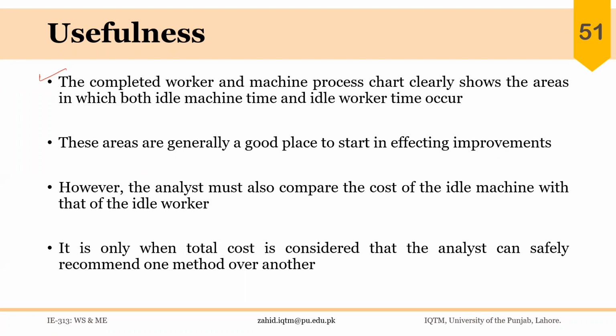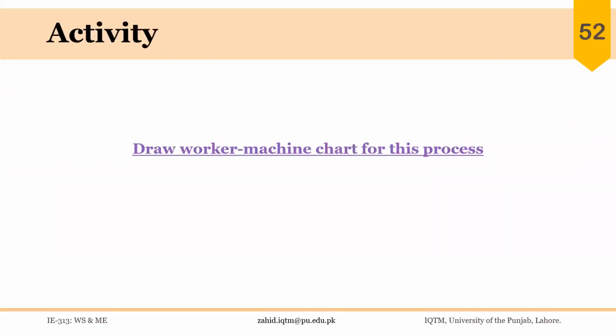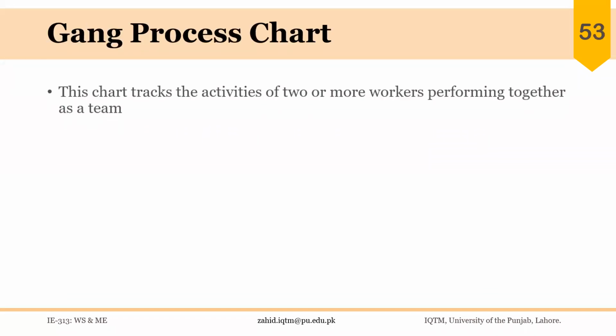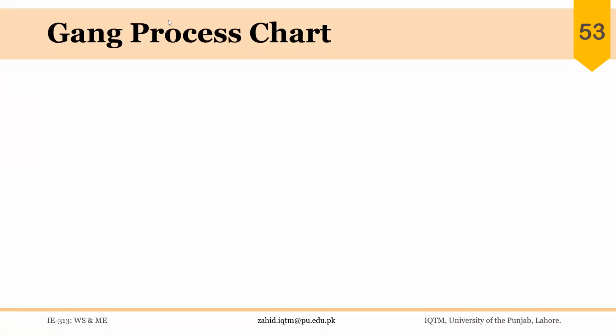However, the analyst must also compare the cost of the idle machine with that of the idle worker. So let's analyze whether it is less costly to keep the worker idle or to keep the machine idle, because there will be some idle time in either case. It is only when total cost is considered that the analyst can safely recommend one method over another. So you have to keep other factors in mind when comparing idle time of the worker and idle time of machine. Now, one variant of this multiple activity chart is gang process chart.